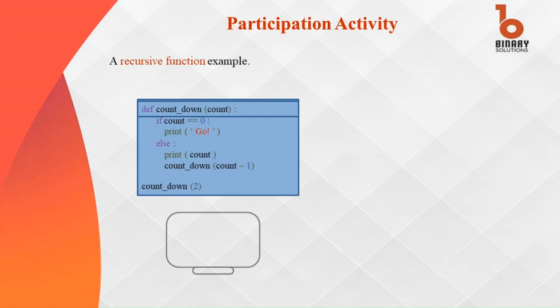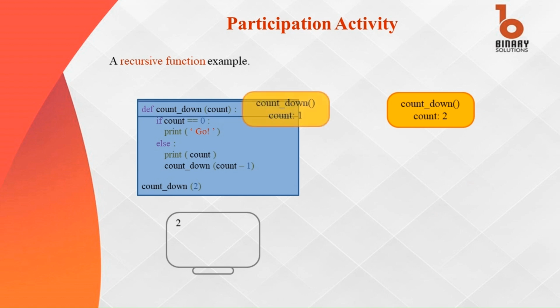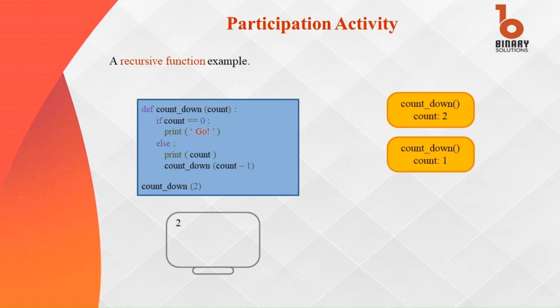It starts with the function countdown, which prints the current count and then calls itself recursively with a decremented value until it reaches 0. When countdown 2 is called, the function prints 2 and then calls itself with count equals 1. In the next recursive step, countdown 1 prints 1 and calls itself again with count equals 0.